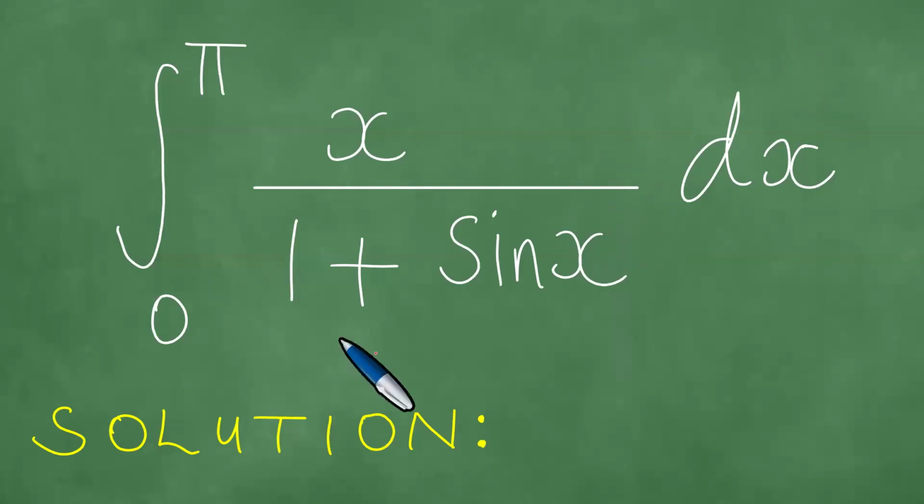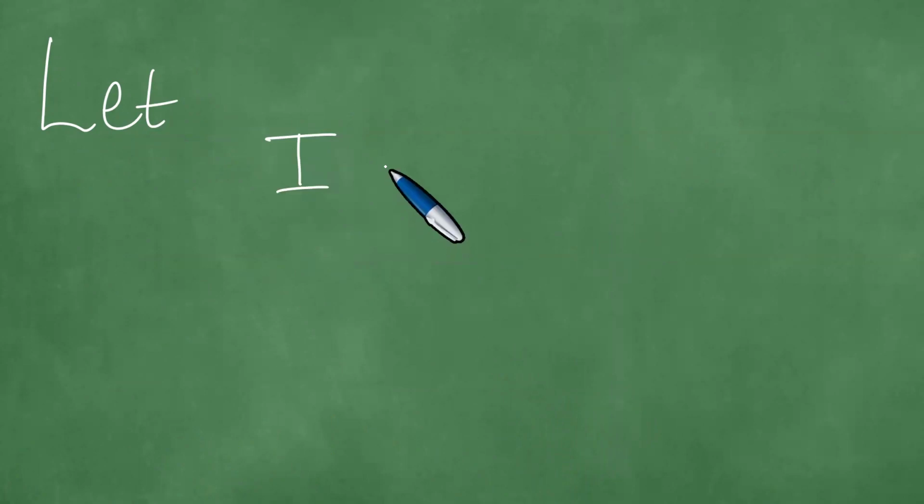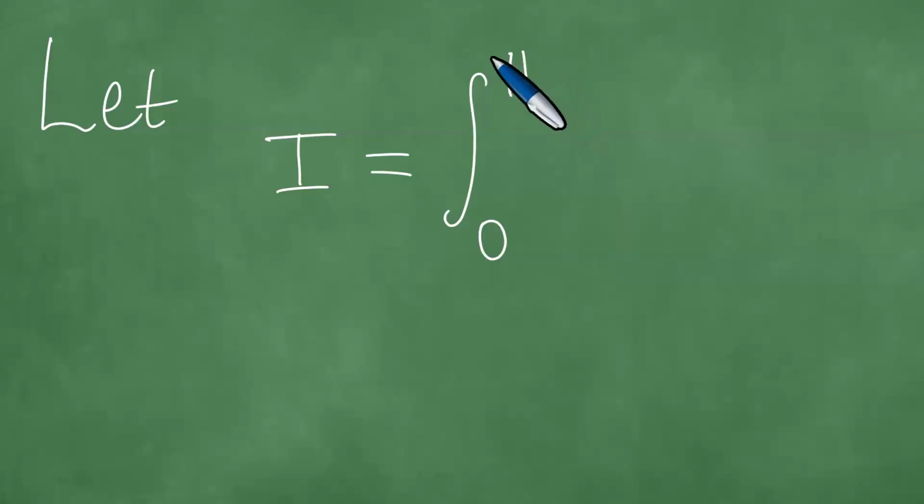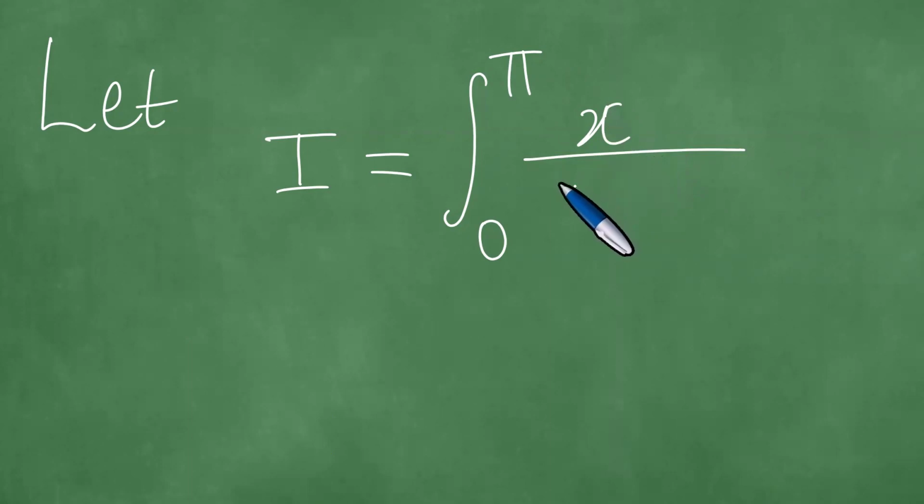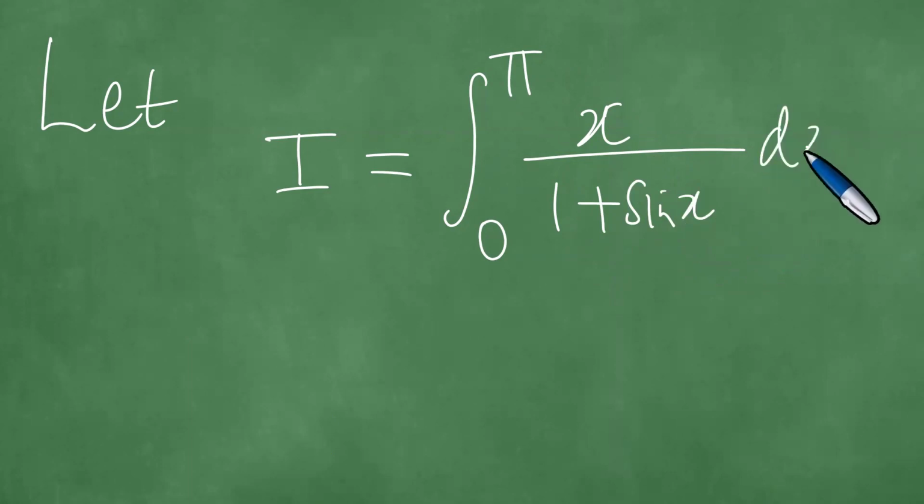Right, we have this particular integral to evaluate in front of us, and we proceed to evaluate this integral in a step-by-step fashion. A couple of things are very important, so we're going to first begin as follows. We first let capital I be the integral from 0 to pi of x over 1 plus sine x dx.